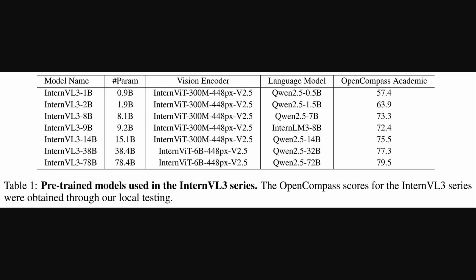So we just looked at that plot showing the OpenCompass scores, and this table, Table 1, actually breaks down the specific models in the InternVL3 series that were plotted. You can see the different model names, like InternVL3 1B up to 78B, along with the number of parameters. It also tells us which vision encoder and language model components they used. For example, the larger 38B and 78B models use the bigger InternViT-6B vision encoder. And, well, looking at that last column, the OpenCompass academic score, you see the scores increasing with model size, confirming what we saw on the plot, culminating in that 79.5 score for the 78B version.